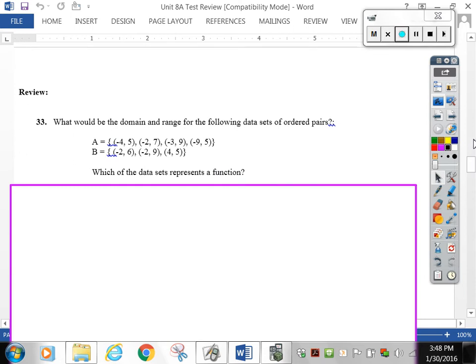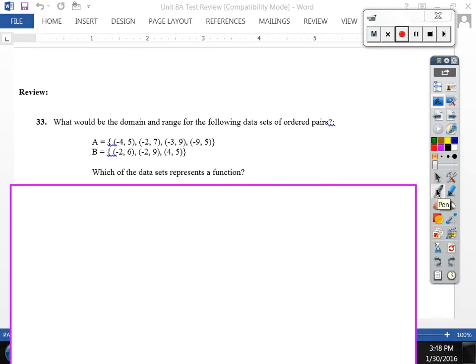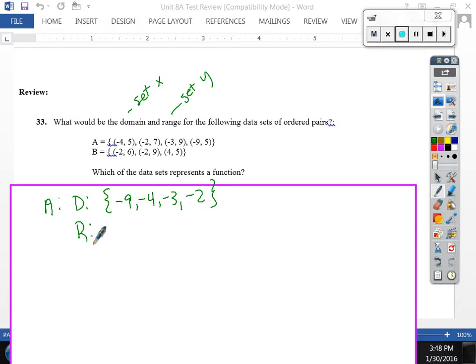Okay, now we're going to do some review problems. Okay, so domain is the set of all x's. Range is the set of all y's. So for A, the domain would be -9, -4, -3, -2. Some people like to list them just like they're listed. I like to list them in order from smallest to largest. Either way is right, it doesn't really matter. So my range is going to be 5, 7, and 9. Okay?